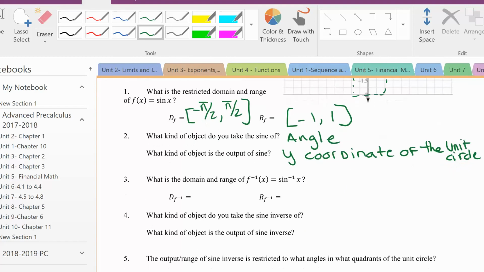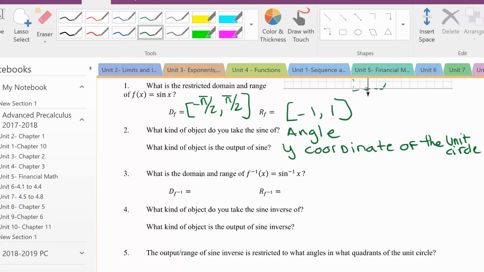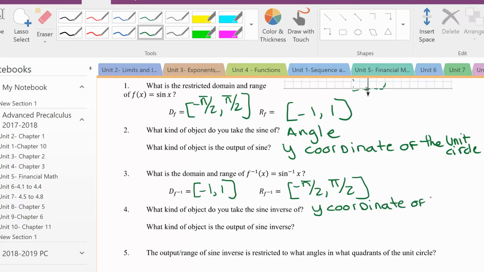So if you look at the inverse function, the domain of the inverse function is from -1 to 1, and the range is from negative pi over 2 to positive pi over 2. What kind of object do you take the sine inverse of? You take the sine inverse of the y-coordinate of the unit circle. And the object that is the output of the sine inverse is an angle.